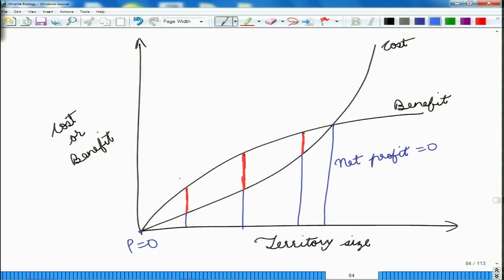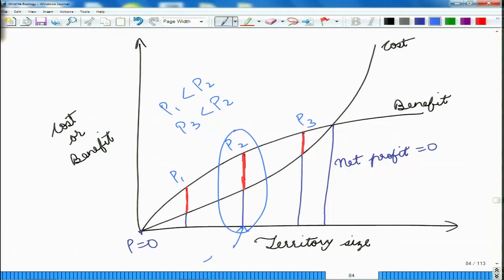So if we say that we have these profits of P1, P2, P3, in that case we have P1 is less than P2 and P3 is also less than P2. So P2 is the maximum. So in this case this territory size will be called the most optimum size of the territory, because here your benefits are much greater than the cost.